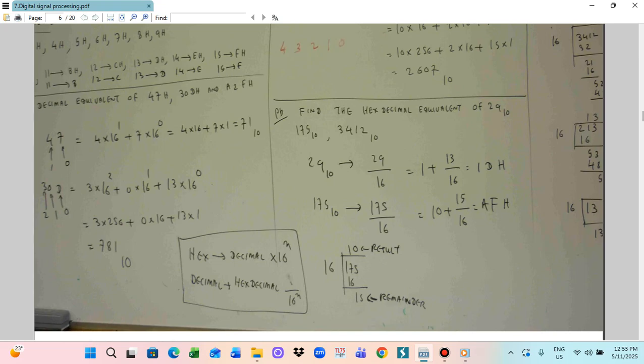And also 175 base 10. You need to convert 175 base 10 to hexadecimal. So 175 divided by 16. You can divide 10 times, and you get the remainder 15. So you cannot divide again. So 10 is the result and 15 is the remainder.